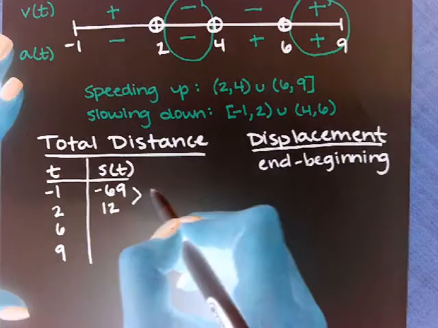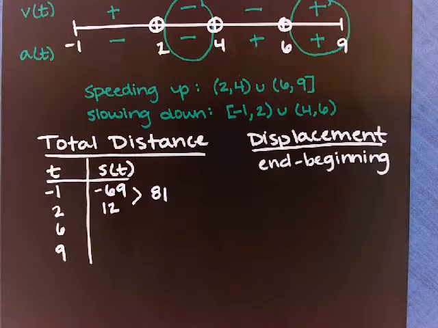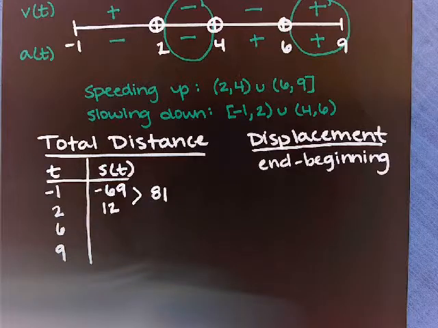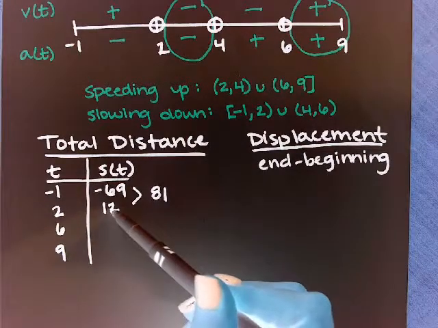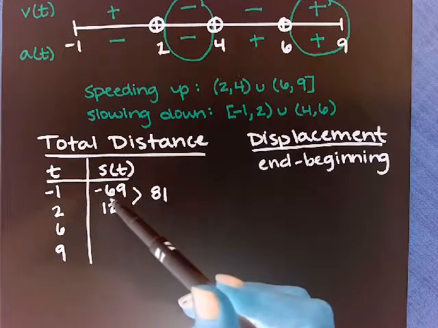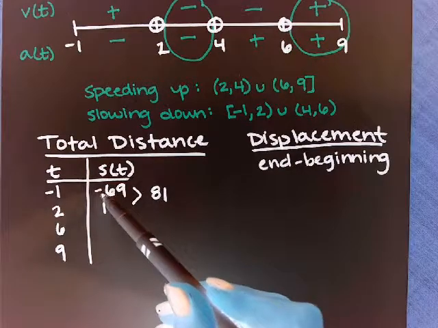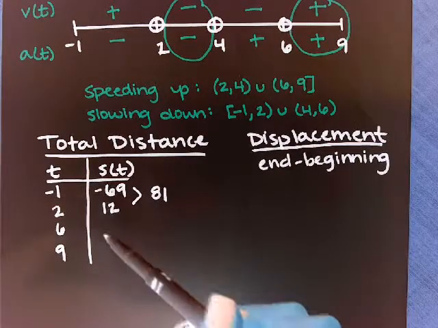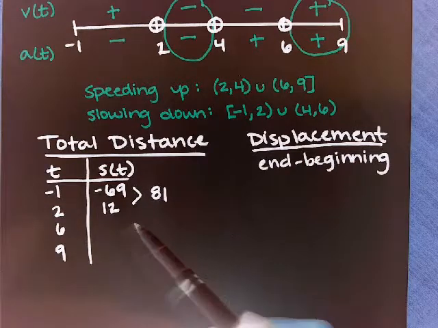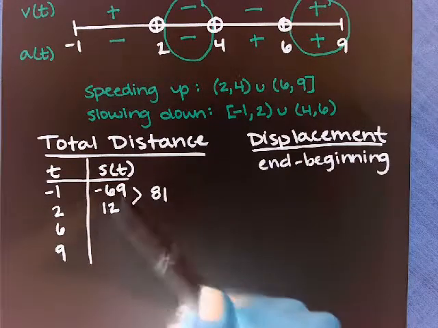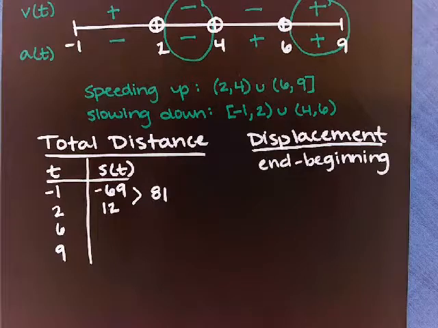81. Okay, so we're not adding the distances together, right? We're finding the difference between them. Okay, so if you want to think of it as I did 12 minus -69 and got 81, you could think of it that way. If you wanted to think of it as I took the absolute value of 69 and added it to 12, you could think of it that way. The important thing is that the difference between those, or the space between those, is 81.